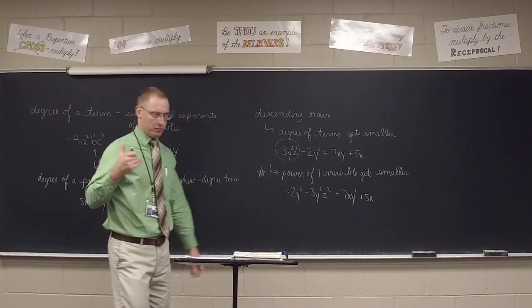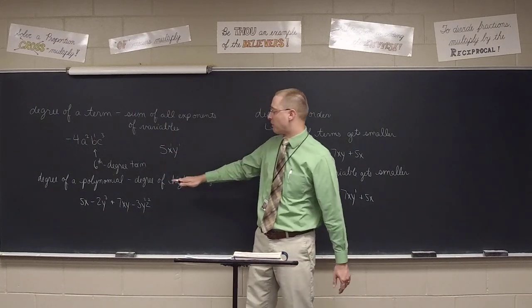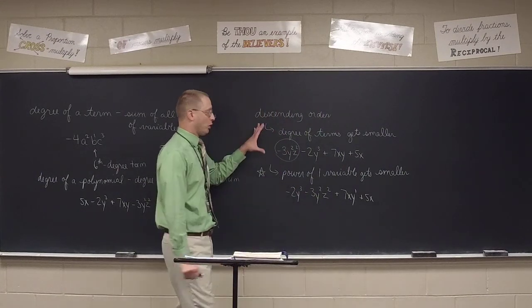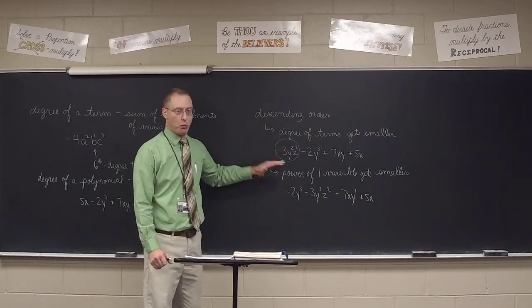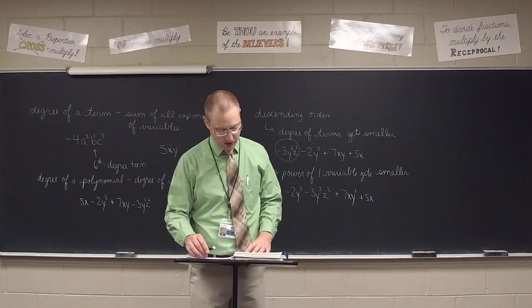Questions on these terms, some new stuff for you here. Degree of a term, the sum of the exponents; degree of a polynomial, the degree of whatever the highest degree term is; and then descending order, where either the degree gets smaller or one variable's power gets smaller. Questions on this? Look in your textbooks now at page 177.